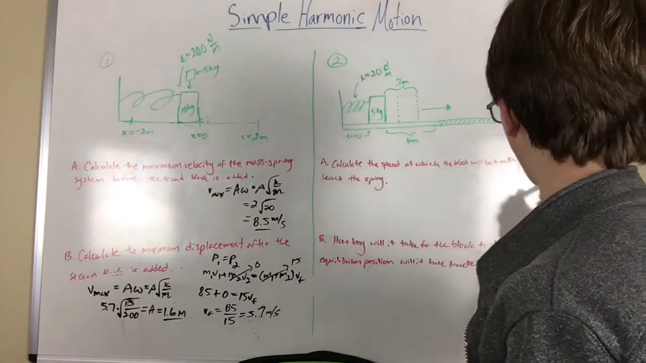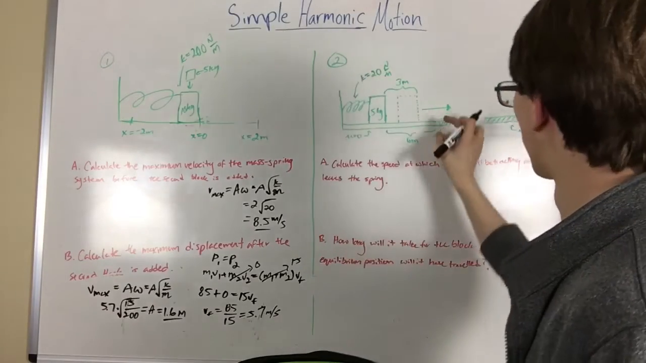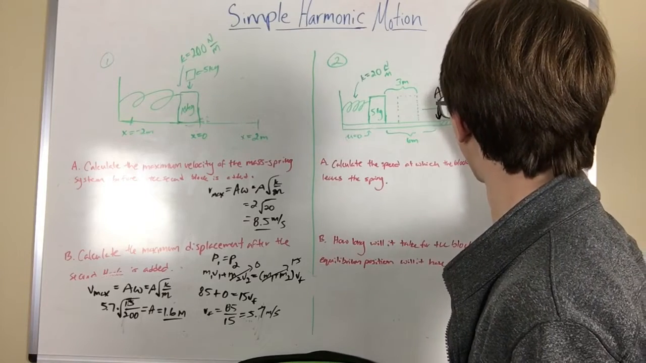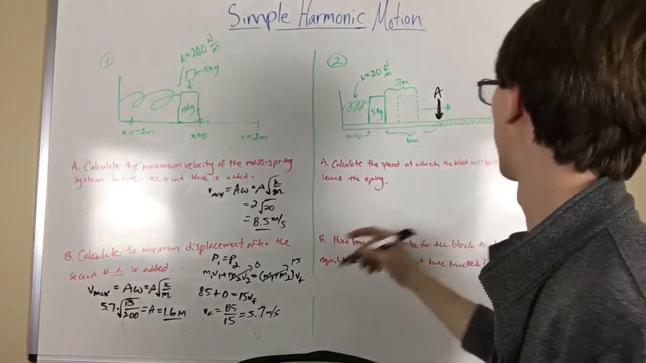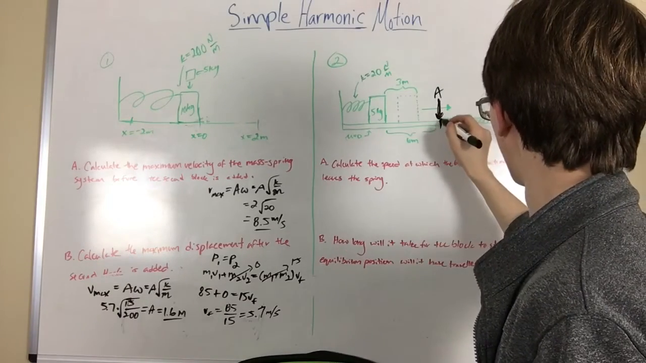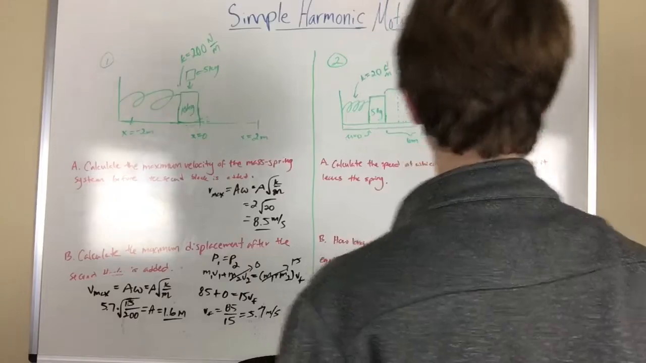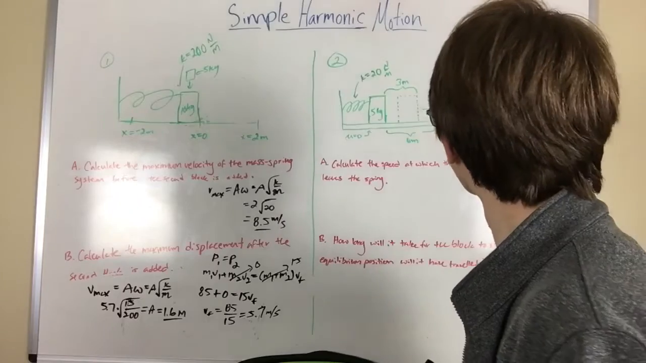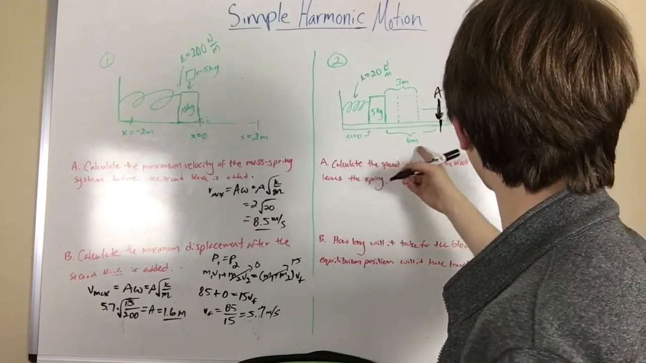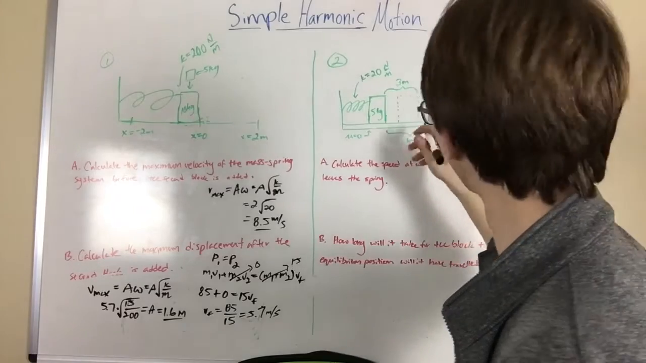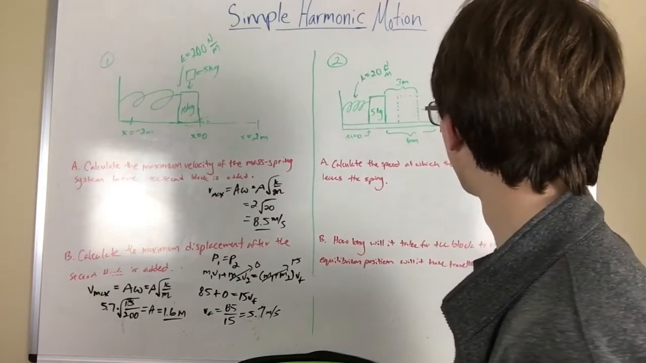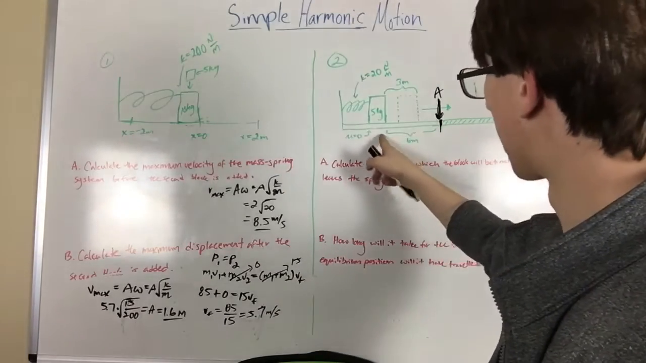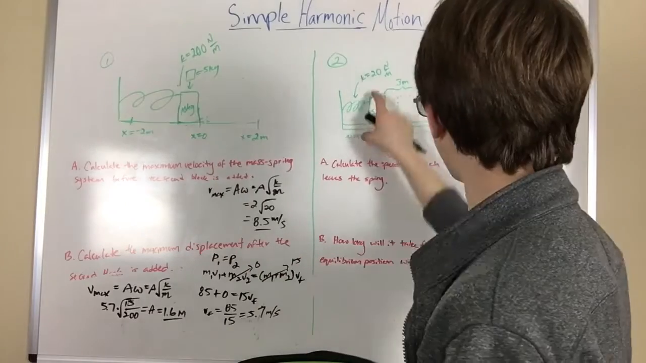So calculate the speed at which the block will be traveling when it leaves the spring, so at this point. So we'll mark this right here. We'll call this A, because that's part A. Okay? And so at point A, we want to find the speed. Well, normally the speed would be 0, right? At that point, it would be 0. However, it's not exactly attached to the spring, so we need to calculate the speed.